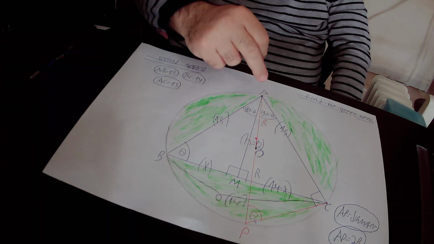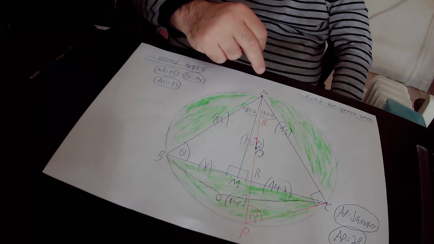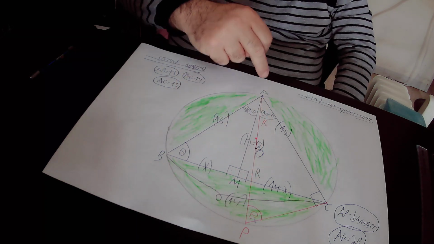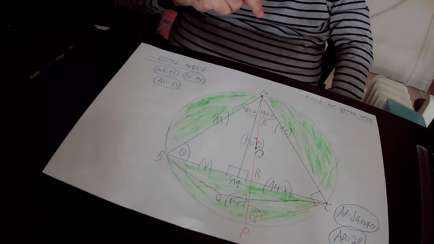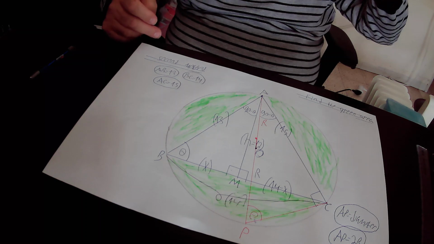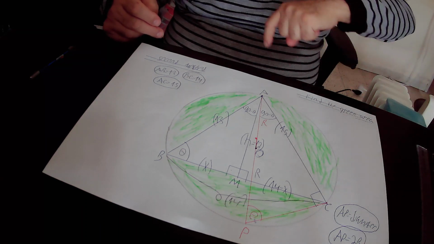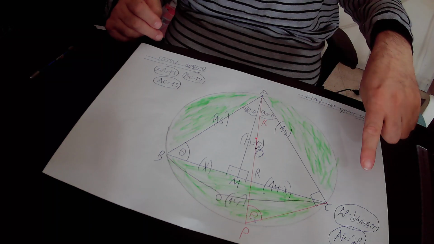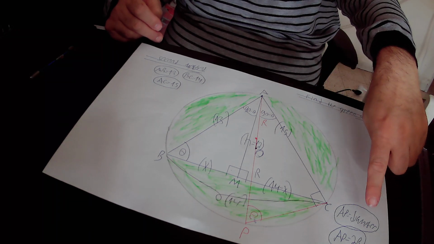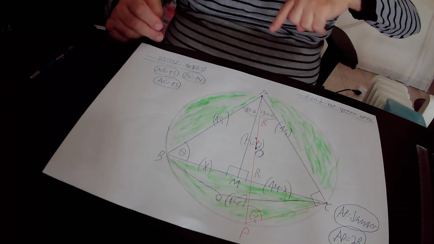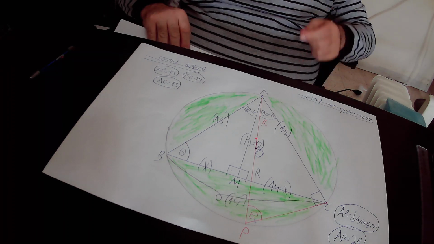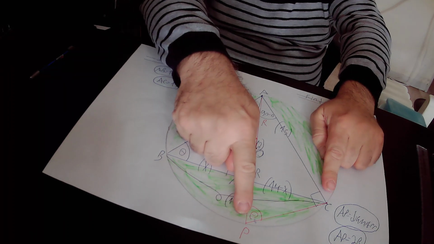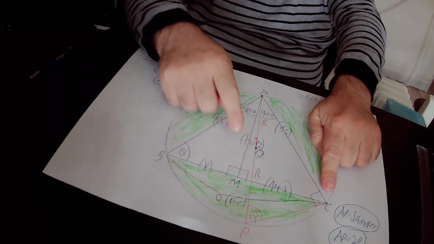And you know that any chord that passes through the center of the circle must be the diameter of the circle. Therefore, AP is the diameter of the circle. We know that the diameter of any circle is twice as long as the radius. The radius is capital R, therefore the diameter AP must be equal to 2 times capital R.